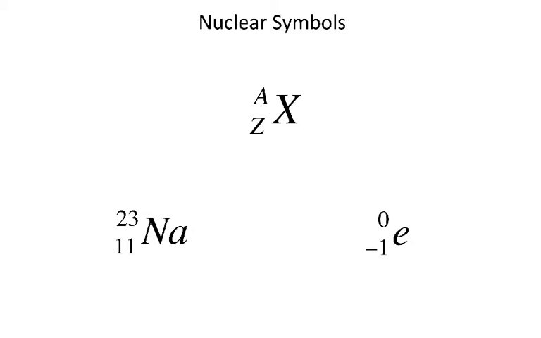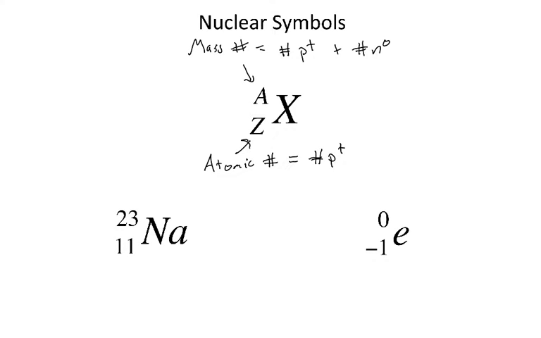When we were introduced to atomic structure, we defined the left-hand superscript as the mass number. And this told us the number of protons plus the number of neutrons. And then the subscript on the left is the atomic number, and this tells us the number of protons. So the atomic number gives me the number of protons.